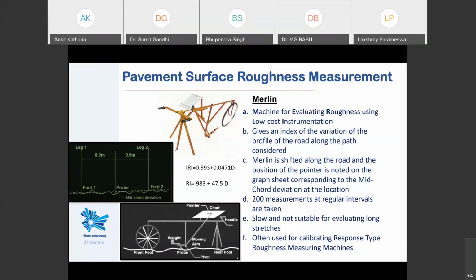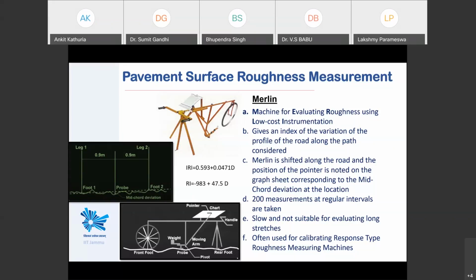Well, the next equipment for pavement surface roughness measurement is the Merlin equipment. Initially, I got confused about the name Merlin. On reading more, I could understand Merlin is nothing but M stands for machine, E stands for evaluating, R for roughness, L for using low cost, and IN for instrumentation. So it's a machine for evaluating roughness using low cost instrumentation and is known as the Merlin equipment.